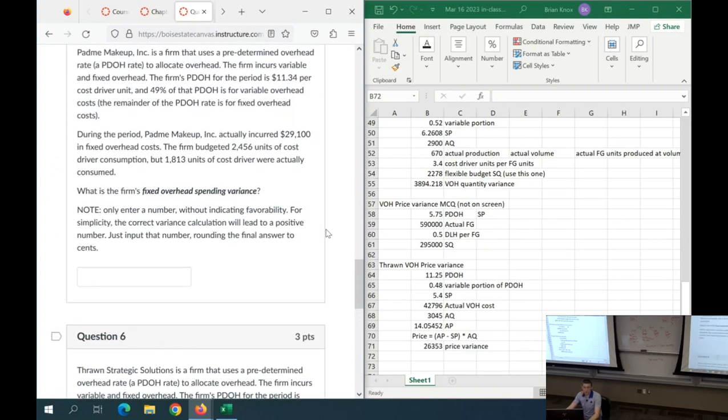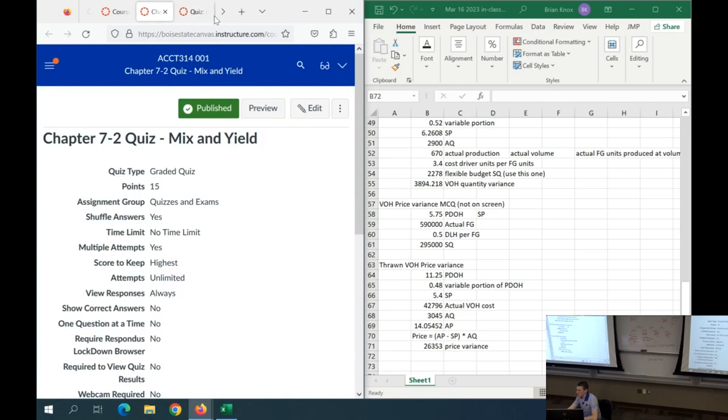Okay, what I think I want to do, if it's okay with you, is jump over to mix and yield, the other quiz. And if we make good progress there and we've got a few minutes left, we'll come back and do another fixed overhead problem, because we've done a lot of variable overhead problems so far today. We did some fixed overhead at the very beginning, the boxes up there. I think it was just one question actually that we did fixed overhead. But let's come back to that. We'll make sure we get there.